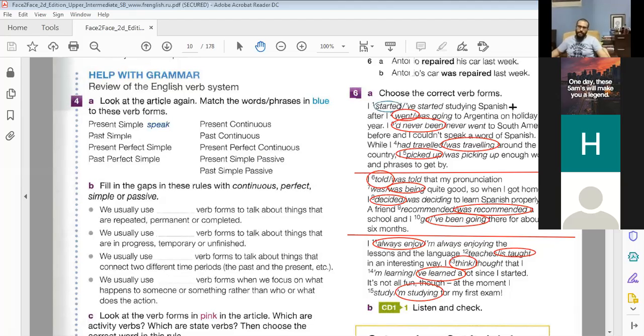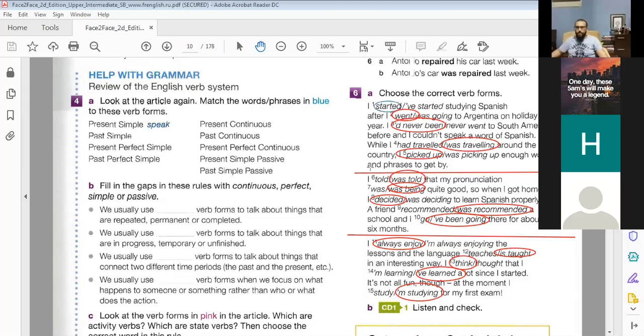So Noha thinks that "was told" is the right one. What do you think, Samira? Do you think that's correct? And what do you think, Hajim? Do you want to defend your position? Should we use "I told"? No, I think "I was told that my pronunciation was quite good." Okay, so both Samira and Noha think it's "I was told".